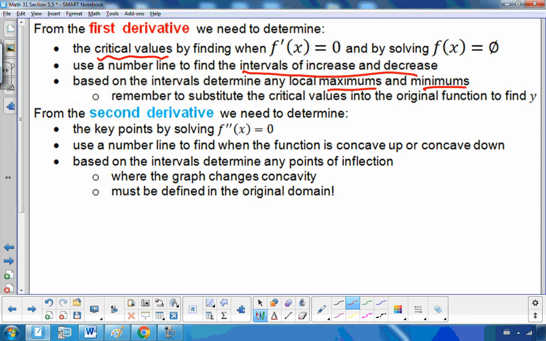In the second derivative, setting the second derivative equal to 0, we will get key points. And based on those key points, we can look at intervals of concave up or concave down. Of course, in between concave up and concave down would be a point of inflection. Now remember that this point must be defined in the original domain.